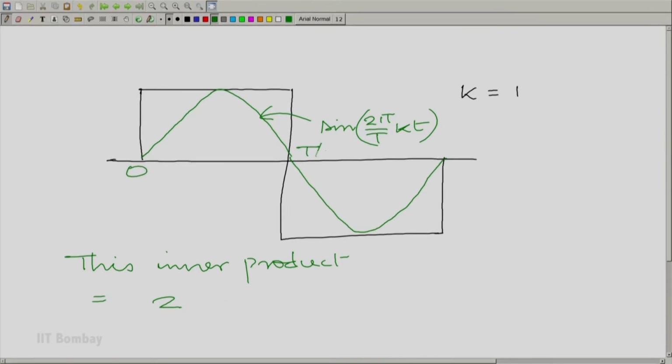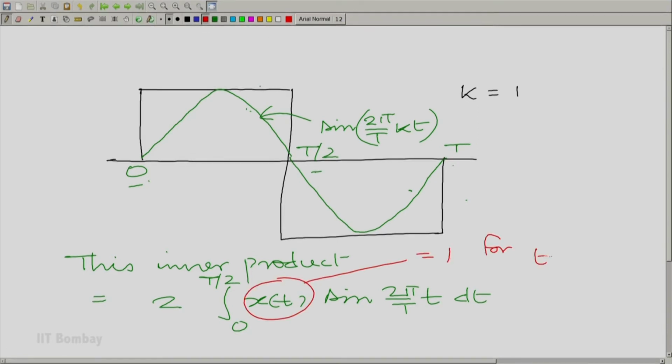So, this is from 0 to T by 2 and this is from T by 2 to T. Whatever you would get between 0 and T by 2 would be the same as what you get between T by 2 and T, because positive multiplies positive here and negative multiplies negative on this. So, 2 times the integral from 0 to T by 2 x(t) sine 2 pi by T times t. You are talking about k equal to 1. And of course, x(t) is equal to 1 for that interval.